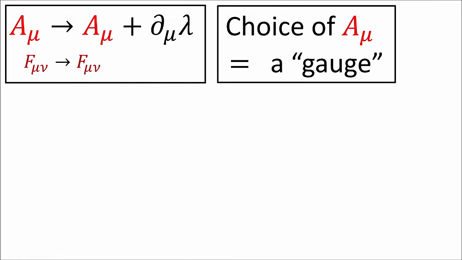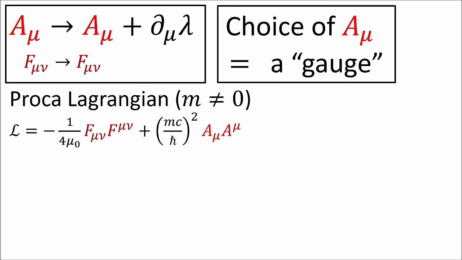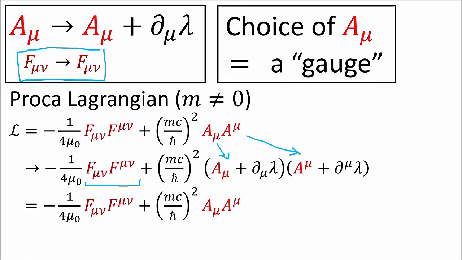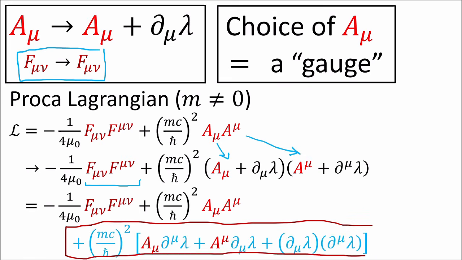Now, let's see what happens when we take the Proca Lagrangian and apply this gauge transformation. We've shown that when we do this transformation on A, the F tensors are left unchanged. But the mass term contains A's that will get transformed. If we distribute all this out, we see that we keep the mass term, but we get 3 extra terms added onto the Lagrangian. So this transformation changes the Lagrangian and would change the physics we observe for the field.